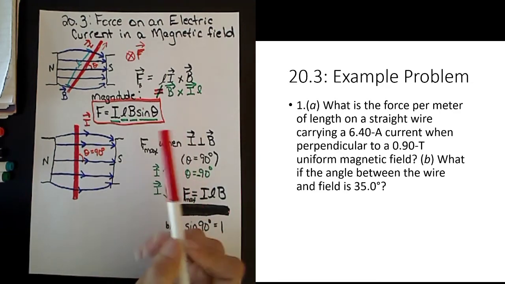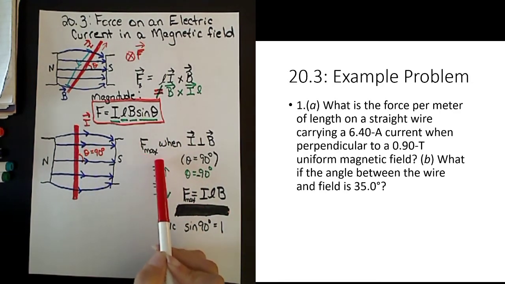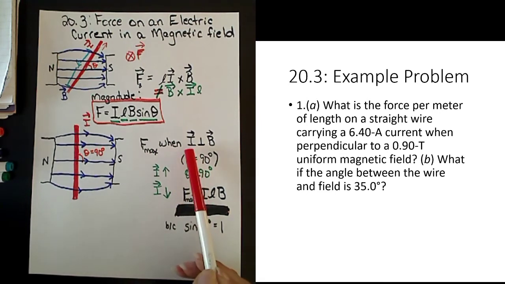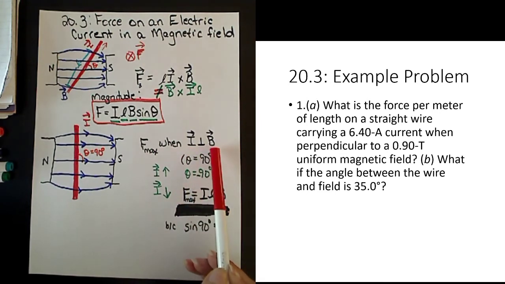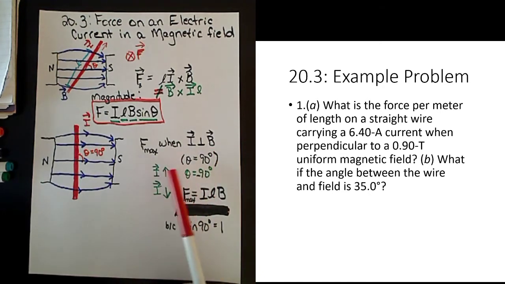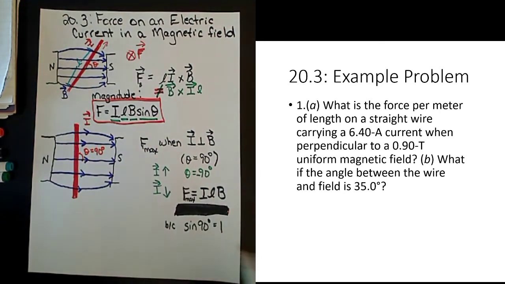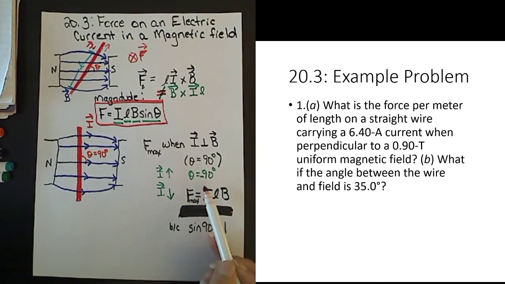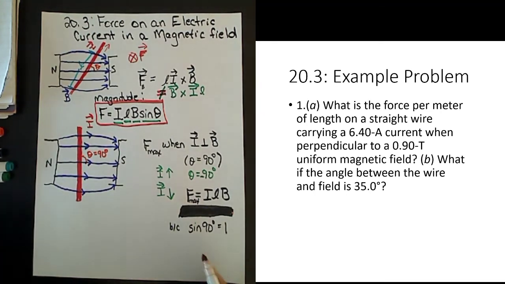Now, the force on a current carrying wire is maximum when our current is perpendicular to our magnetic field, or when theta equals 90 degrees. This is because sine theta of 90, or sine 90 degrees, is equal to 1, so this part goes away. The same thing happens for negative 90 degrees. So if the current is going in the opposite direction but still perpendicular to B, sine negative 90 gives negative 1.